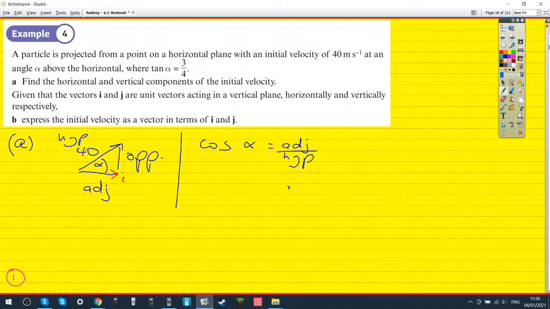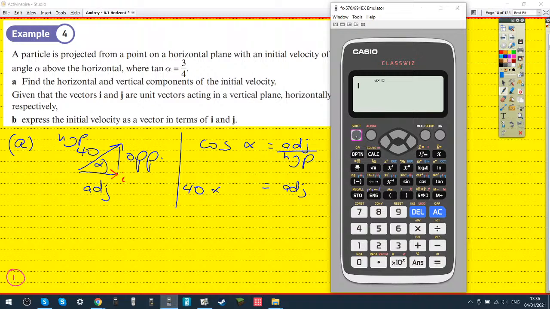What is the adjacent? Hypotenuse times cos alpha. Yeah. What's the hypotenuse for this one? 40. And cos alpha. Do cos answer. What do you get? So I'm doing, sorry, what am I doing? Cos answer of the thing you previously got.